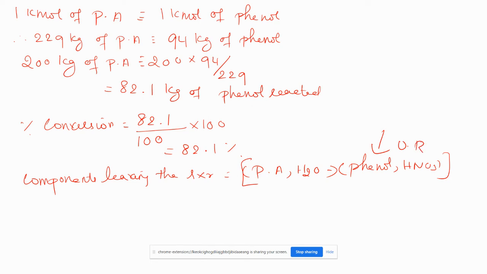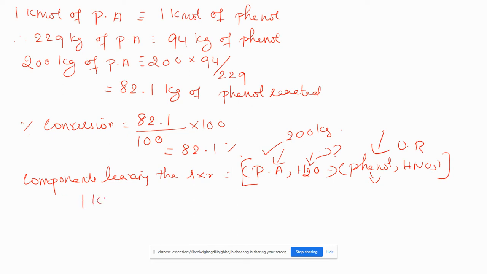Okay, so picric acid produced we know, that is what, 200 kgs is being given in the problem. But water produced quantity is not given. This we have to find. Phenol reacted we know, and HNO3 unreacted also we have to find. Okay, so now to find the water produced, we have to write the relationship between phenol and water.